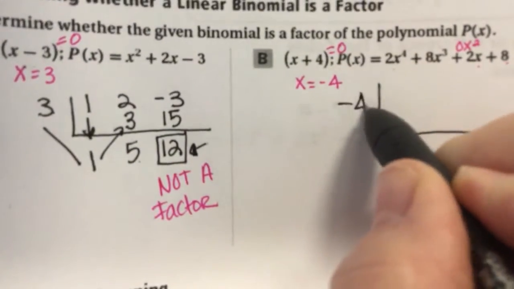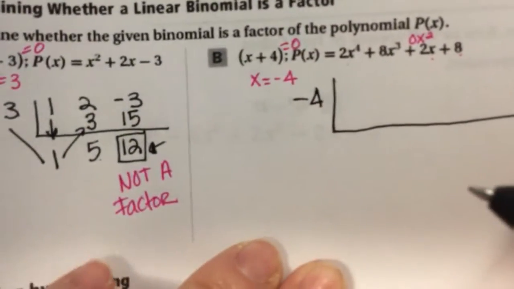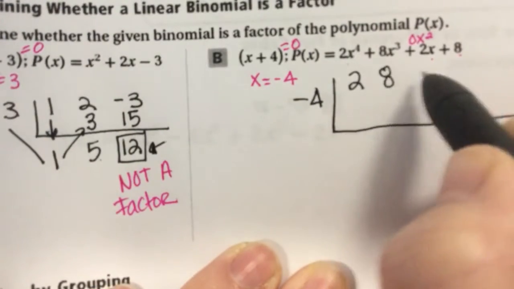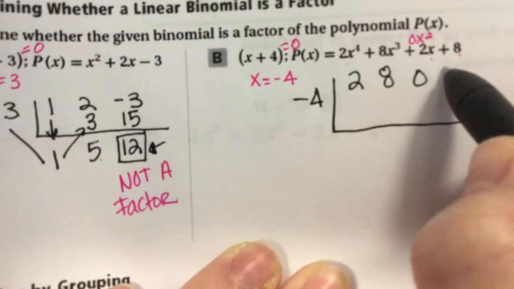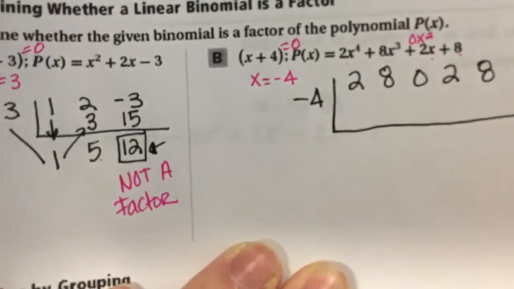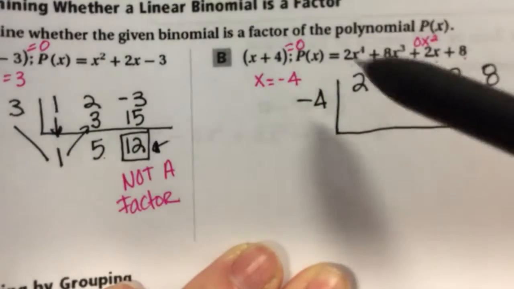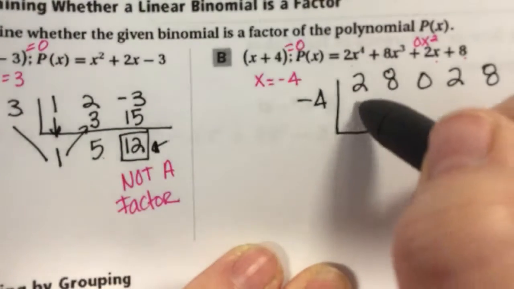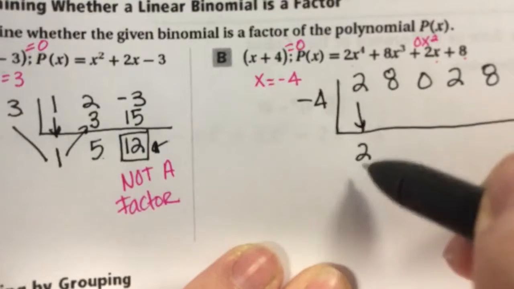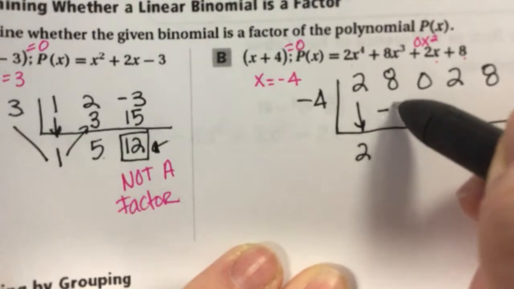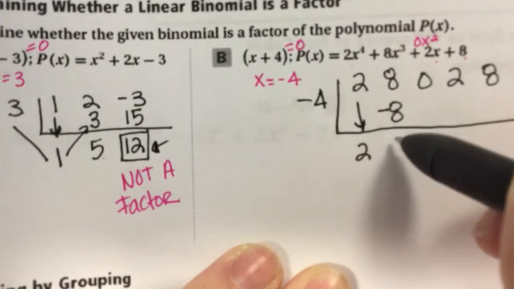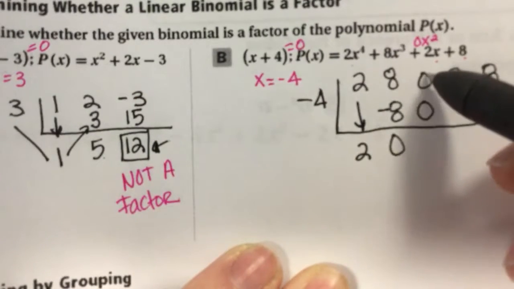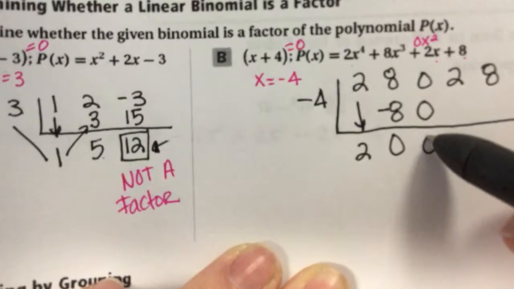So negative 4 goes on the outside, and all of our coefficients go on the inside. So we have 2, 8, 0, 2, 8. So what we're looking for is to see if this is a factor. If it's a factor, then our remainder will be 0. So drop our 2 down. Negative 4 times 2 gives me negative 8. 8 minus 8 is 0. 0 times negative 4 is 0. 0 plus 0 is 0.